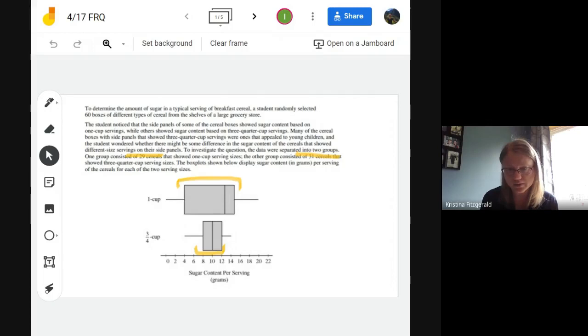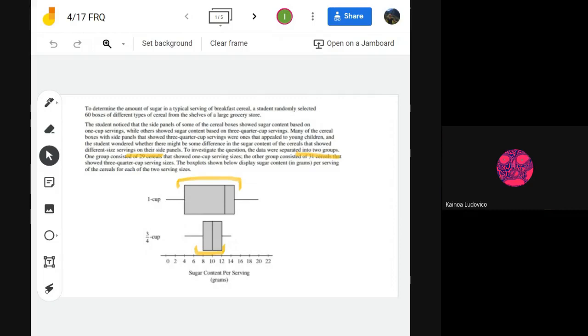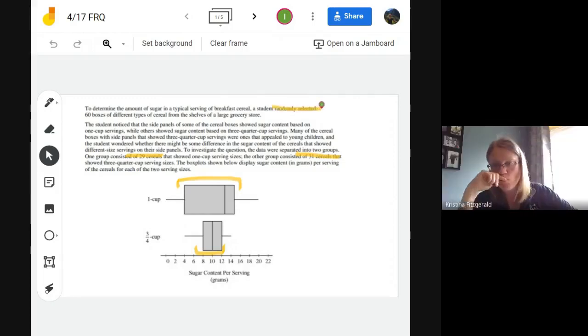Anything else, Kai or Tessa? I guess we can see that it's randomly selected at the top phrase. Yeah. That is important, because sometimes on the first question, they will set it up in the beginning, like, here's a situation, blah, blah, blah. And it's usually 2 parts, but sometimes it's 3.